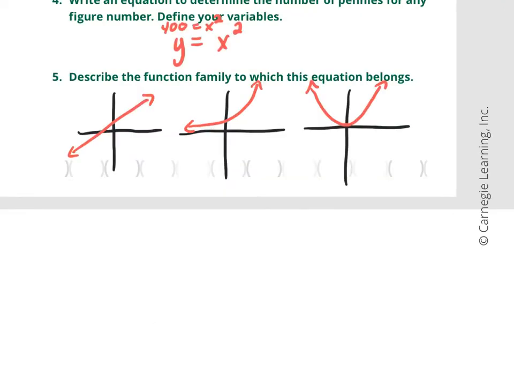Question 5, describe the function family which this equation belongs to, and we're talking about this equation right here. If I was to graph it on Desmos, it would not give me a linear equation, a straight line. It would not give me an exponential equation, which is a smooth curve either going up or going down. It in fact gives me a parabola, or what I like to call the U or the upside down U. So it gives me a parabola, which means this is a quadratic function.